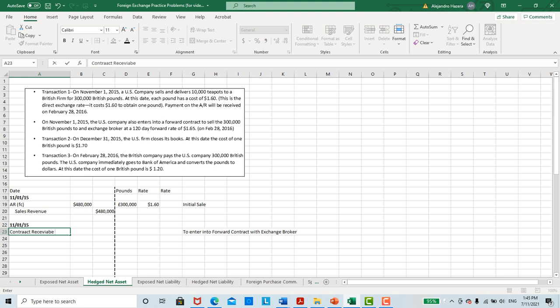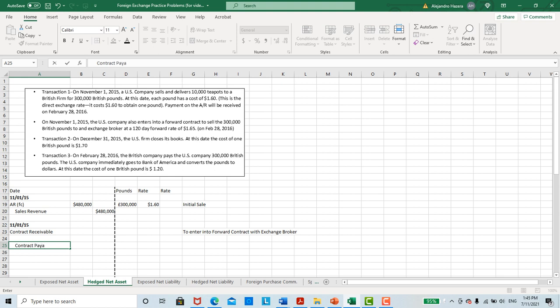Which means it's going to be in dollars, but I'm going to put contract receivable there. And your contract receivable means that the exchange broker on February 28th is actually going to pay you some dollars, because you're going to give them some pounds and they're going to pay you some dollars. Okay, and we're going to be dealing with 300,000 British pounds again. But they're not going to give you any dollars unless you give them some pounds. So there's going to be contract payable.